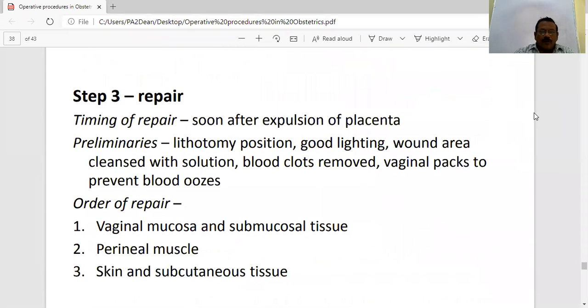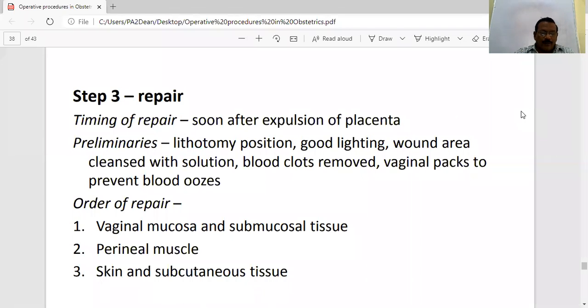Step 3, timing of repair: soon after the expulsion of the baby and the placenta, you have to repair the episiotomy. Preliminaries are lithotomy position, good lighting, wound area cleaned with antiseptic solution, blood clots removed, and a vaginal pack to prevent blood oozing. Repair is in layers: vaginal mucosa and submucosal tissue, perineal muscle, skin and subcutaneous tissue. For the vaginal mucosa, we can use number 1-0 catgut or number 0 vicryl. For perineal muscles, we can use 1-0 vicryl or 1-0 catgut. For the skin and subcutaneous tissue, we can use vicryl rapid. It is a synthetic material that gets absorbed very fast, within 3 weeks.